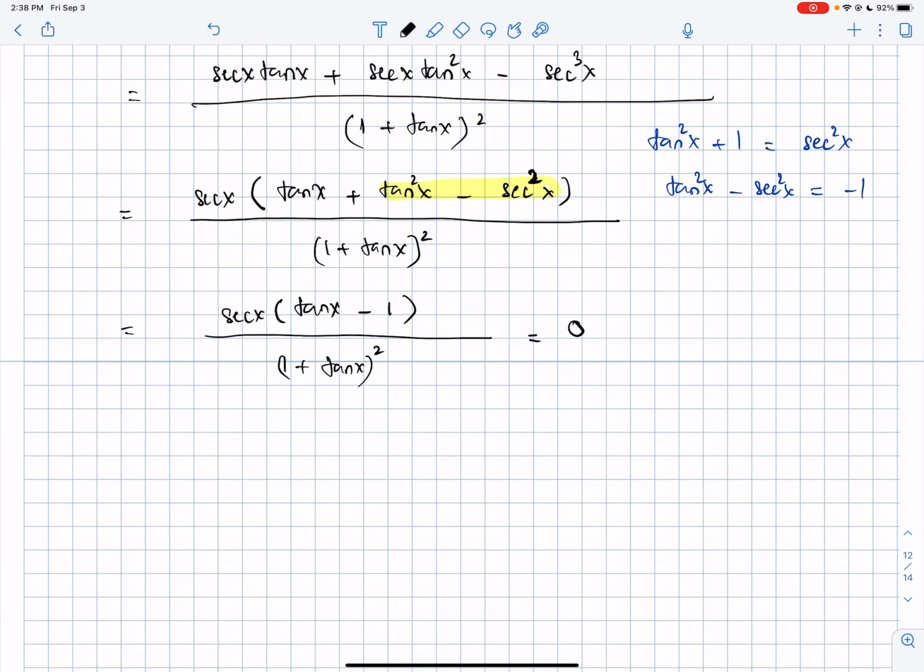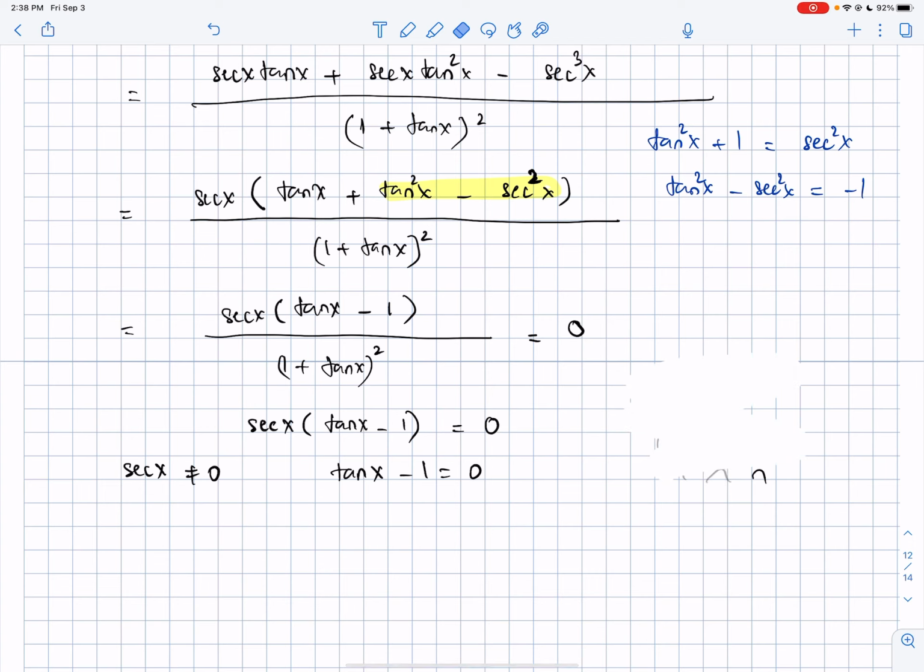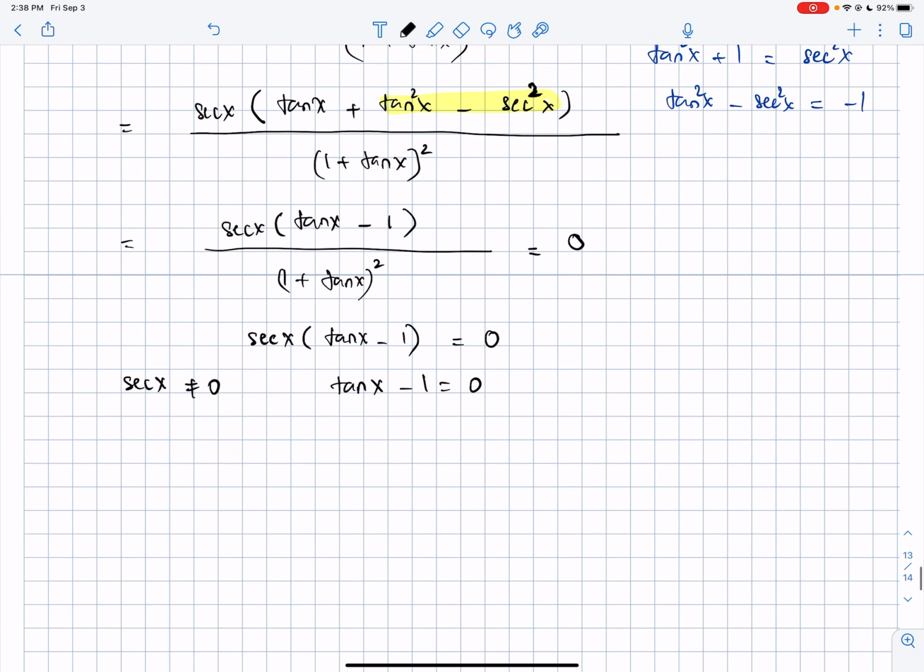For the fraction to be 0, the top has to be 0, because the bottom is squared, so it's always positive already. And if you recall, the graph of the secant is something like this and then like that, right? So it's never 0. So in order for this expression to be 0, the tangent x minus 1 has to be 0, because we know that secant x is never 0. It could be more than 1 or less than negative 1, but it's never 0. Then tangent x equals 1.